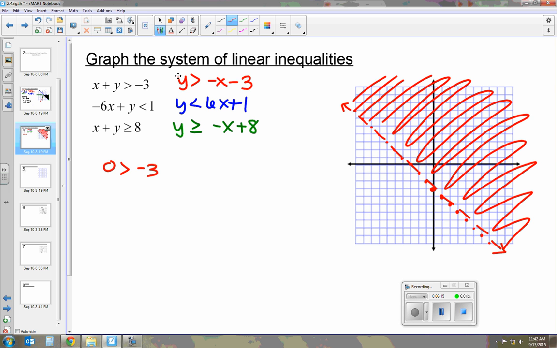All right, now let's do the blue. Our y-intercept is at 1, and our slope is 6. 1, 2, 3, 4, 5, 6 over 1. And this is also going to be a dashed line. And let's test the point 0, 0. Is 0 less than 1? Yes, it is. So we're going to shade in the direction of the 0, 0.